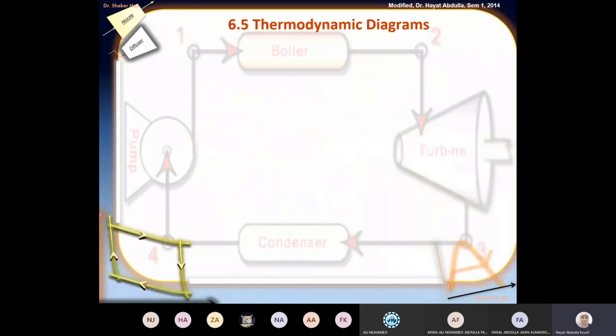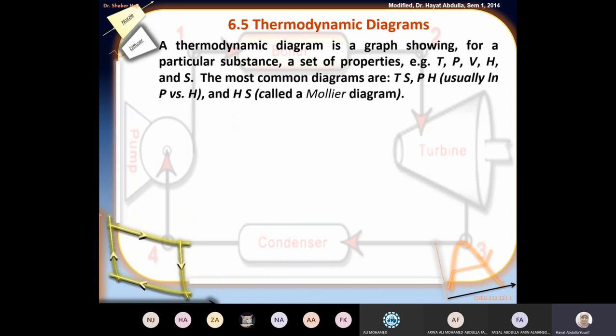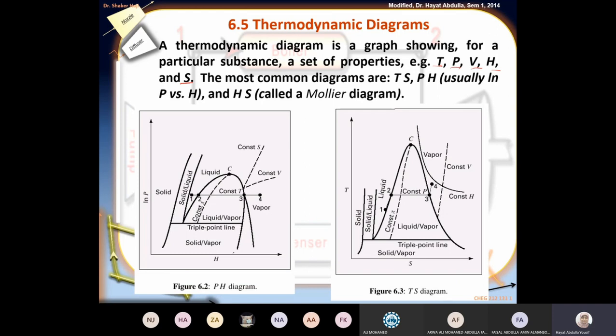Now, we start with the diagrams. I already did in chapter 3, if you remember, a full detailed explanation on how to read the PV diagram, TP diagram, and TV diagram. Those are the most important diagrams that we covered in chapter 3. Just to complete the picture, the properties of any fluid can be temperature, pressure, volume, enthalpy, and entropy. And entropy has been recently added from chapter 5. Now, the most common diagrams that I want to show are those. Here we have the PH diagram, and the PH diagram is normally presented as ln P versus H.